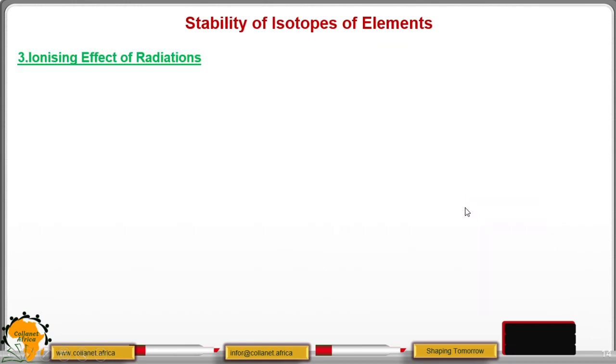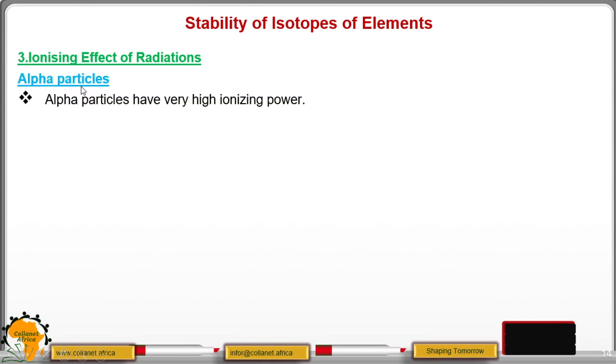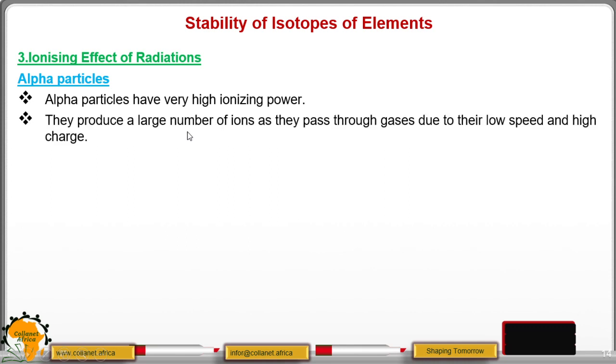Then from there we move to the third property, which is the ionizing effect of radiation. We start with the alpha particles. This one we have seen that they are heavy, and therefore they move slowly in the air. And as they move slowly with a lower speed, it means that they are going to knock so many molecules of air. And as they knock, they ionize. So in other words, we say that they have a very high ionizing power.